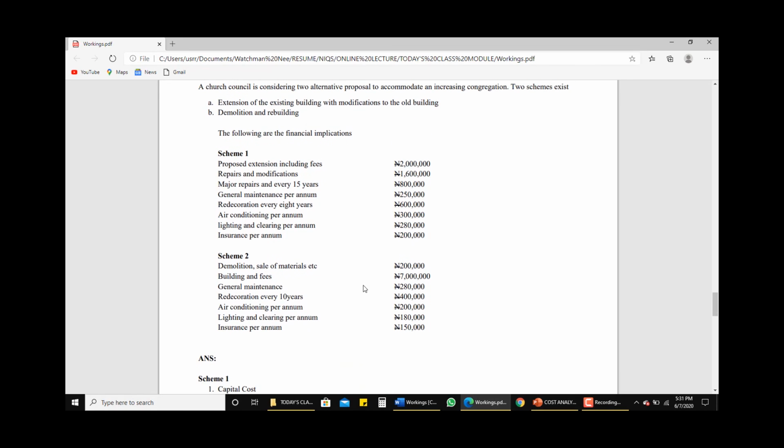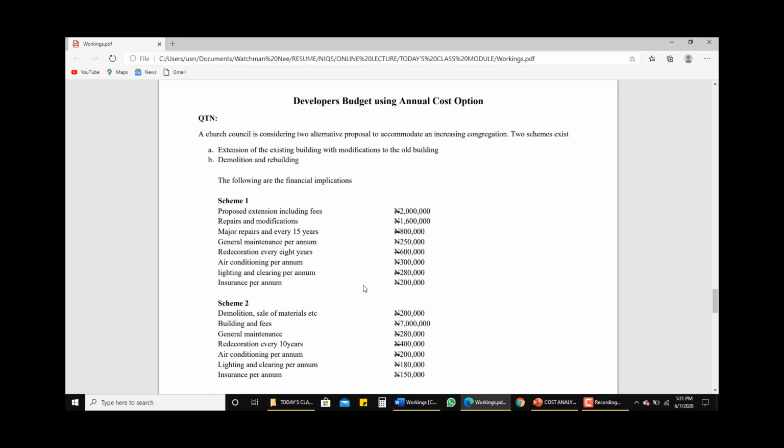Now, let me also come again here before we begin to solve this particular problem, before we prepare developers budget using annual cost for these two schemes. I want to say this, that the costs that you see here, they are not limited.